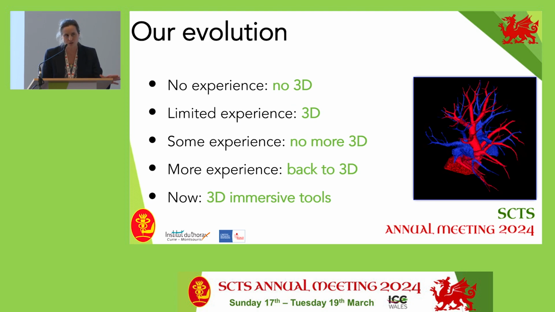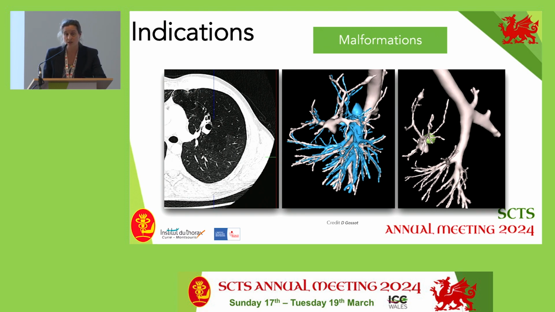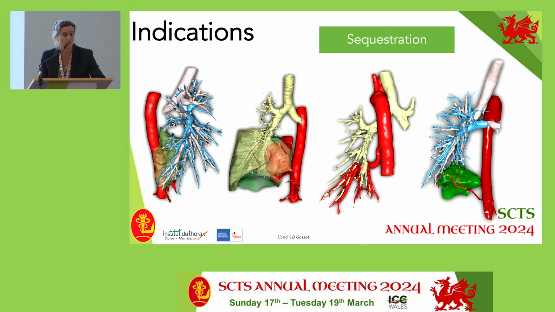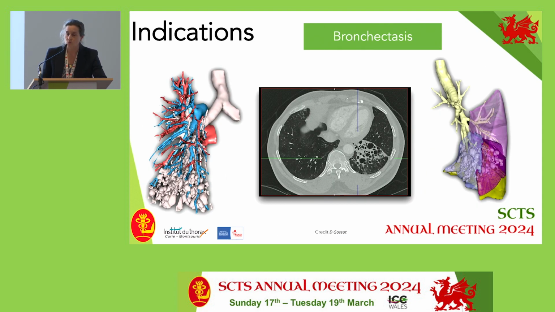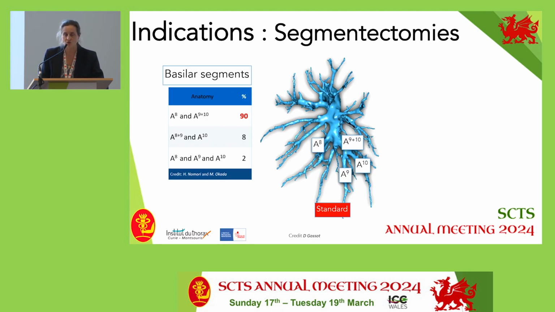And now we are using more immersive tools. So what could be the indication? I know that we are in the lung cancer session, but you can use it for complex mediastinal tumor. You can use it for malformations. You can use it for sequestration, for example, to see where the systemic artery is arising. You can use it for bronchiectasis to try to spare some parenchyma. Do I need to do a lobectomy? No, I can spare a segment, for example. You can use it for abnormal venous variations. And you can also use it for segmentectomies, and that's mainly the use that we have in our institution.